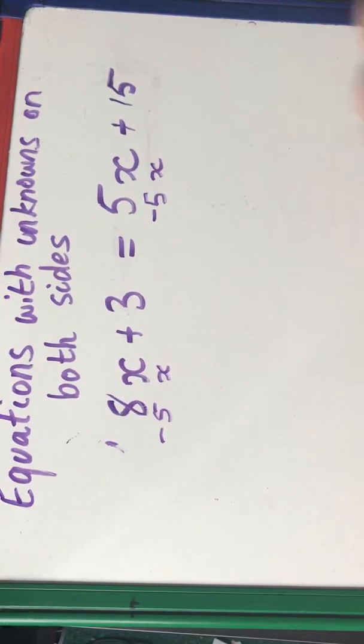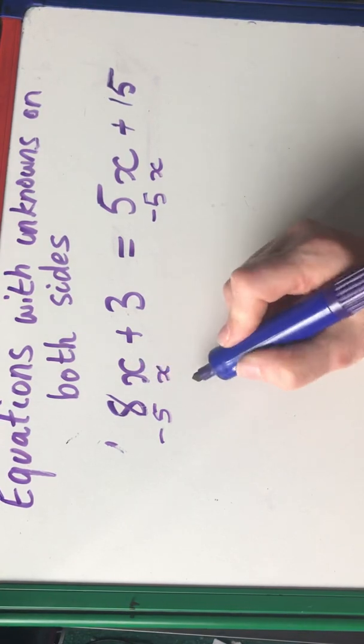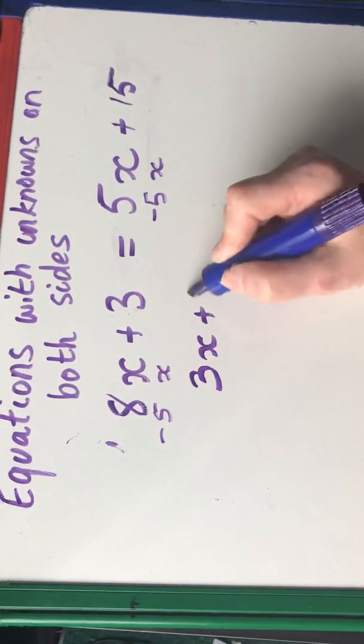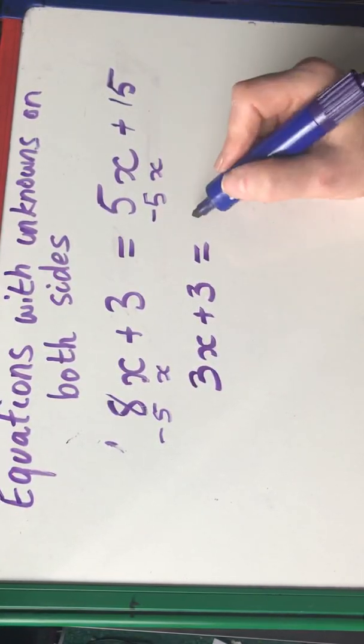Bit of simplifying again. If you can't simplify, watch the video on that. If you can, you'll know what I'm talking about. 8x take away 5x is 3x plus 3, is equal to, 5x take away 5x is gone, is equal to the 15 there.